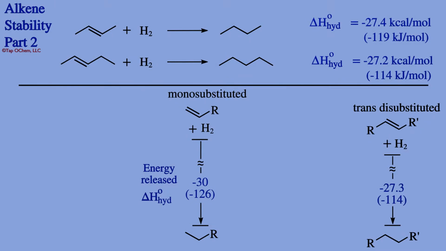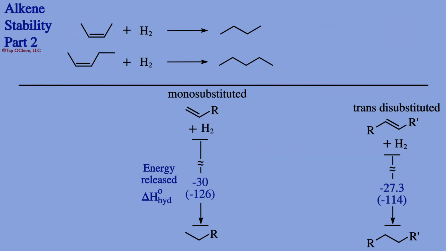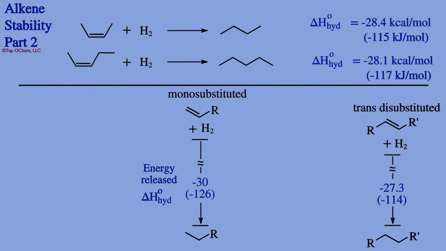As we would expect from the Part 1 animation, trans-disubstituted alkenes are lower in energy than monosubstituted alkenes. Let's now consider one more example by replacing the alkenes on the top with disubstituted cis compounds, cis-2-butene and cis-2-pentene, and show their heats of hydrogenation. We can see that the energy released in these two examples is slightly above 28 kilocalories per mole.